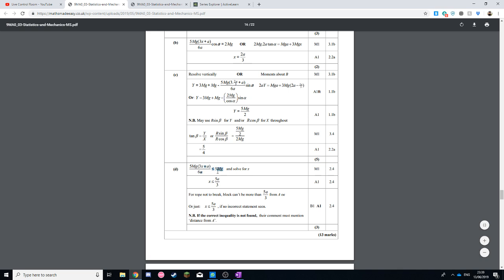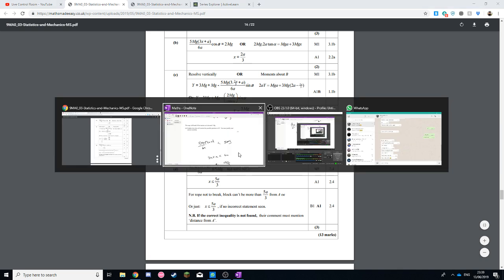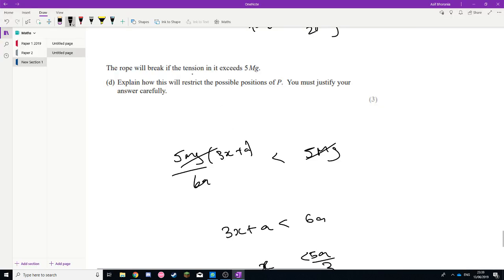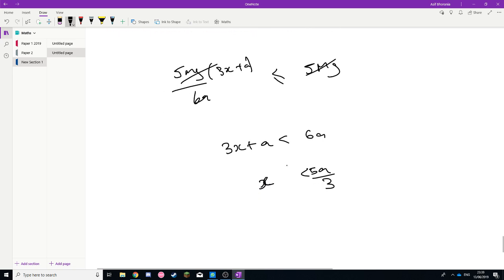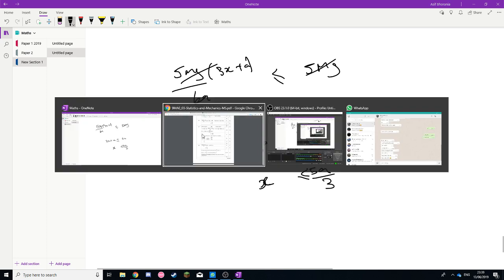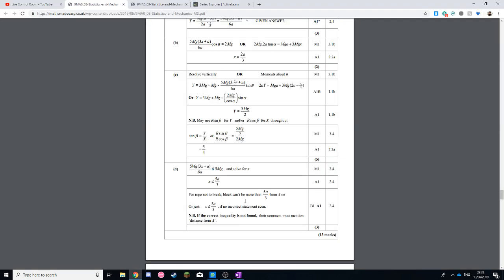Why is it equal to? Well, let me check. Oh, if it exceeds. So 5 mg is fine. My bad. I misread that. So 5 mg is fine. So therefore, it's a less than or equal to. Block can't be more than away or just. Oh, so there's no reasoning whatsoever. That's 3 marks. What the hell? The comment must mention D from A, so you can get a mark even though you didn't get anything right. Cool, cool, cool.